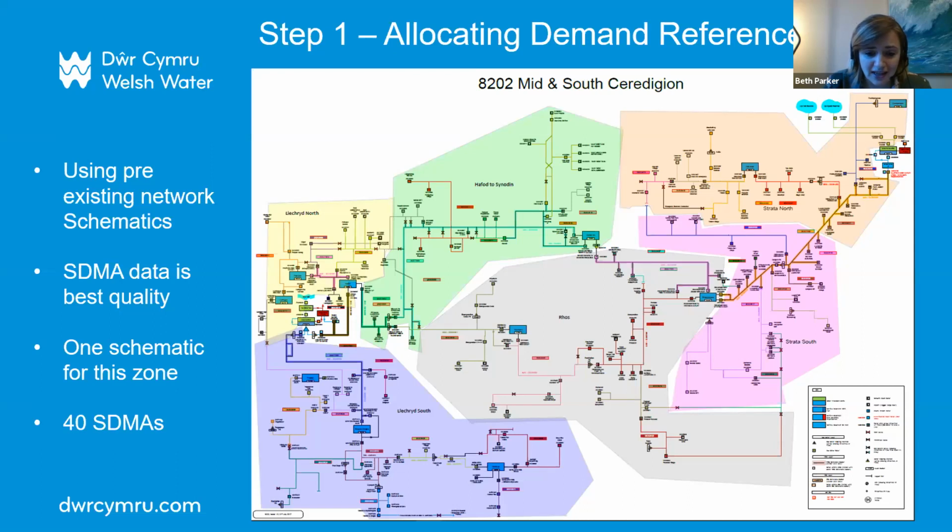As you can see, the SDMAs are the coloured lines within the leakage network schematic. And there are 40 SDMAs within this water resource zone. However, to allocate for demand and to make it simpler for the model to run, because there's a lot of data to run into the model, we've turned this into a simpler representation. If you look at the top right side of the drawing, you will see three demand centres, which is the gray, pink, and orange.